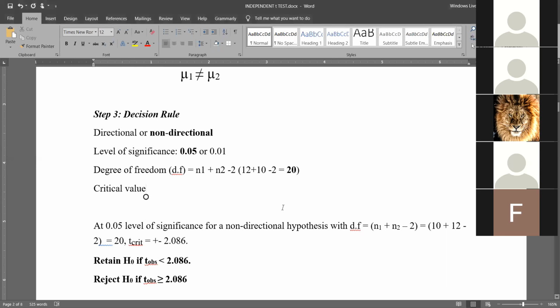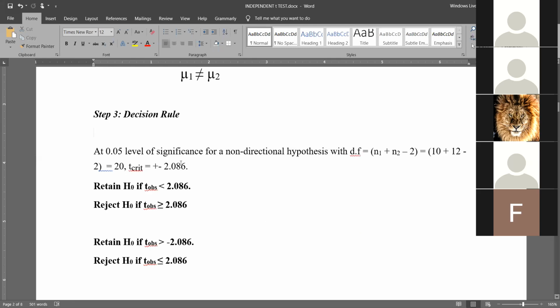So right now we know the critical value to be 2.086, which is this. So you can see that I indicated T critical. I brought T because we are doing the independent T test. So T test. So T critical is equal to 2.086. So within the question, when you are solving, this is the only thing you write.